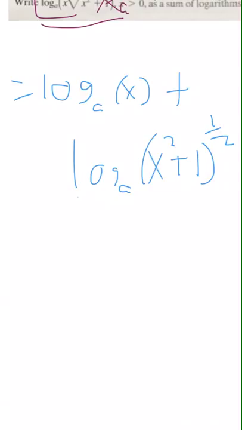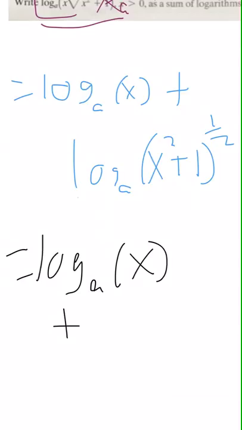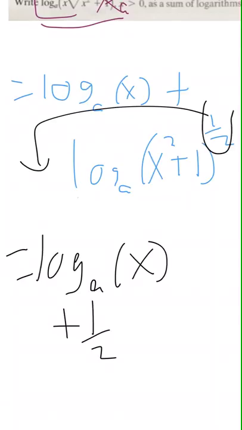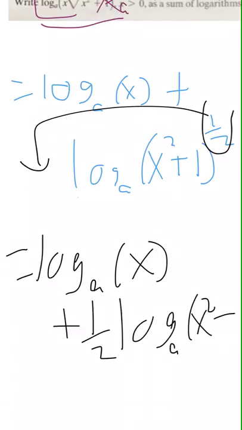So now, since we have the second logarithm raised to an exponent, we can move it out in front. So we have log base a of x plus 1/2. Remember, move the exponent out in front. Log base a of x squared plus 1.